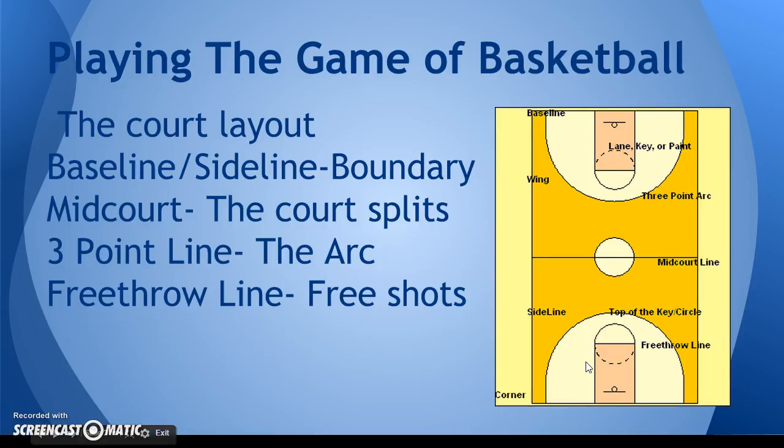Playing the game of basketball. The court layout, as you can see right here, is a rectangle. The baseline, which is this black line outside of it, actually not this one, this is just a boundary, but this one right here, closer to the gold color, is the boundary or the sideline, and the baselines are on the ends. Midcourt is the dividing line where the court splits. The 3-point line is this arc right here. There's one on each end, and the free throw line is in a way a midcourt line right here.